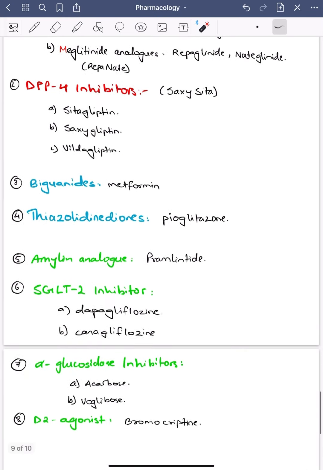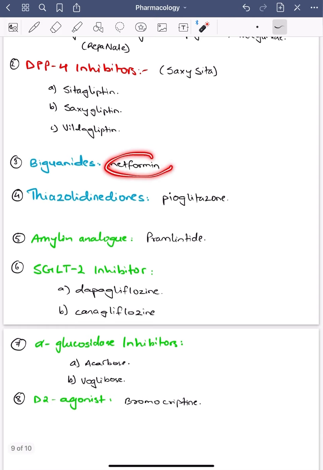Now coming to the drugs that overcome insulin resistance, these are the biguanides and the thiazolidinediones. The important example of biguanides is metformin, and for thiazolidinediones, just remember pioglitazone. Again, the example of biguanides is metformin and that of thiazolidinediones is pioglitazone.